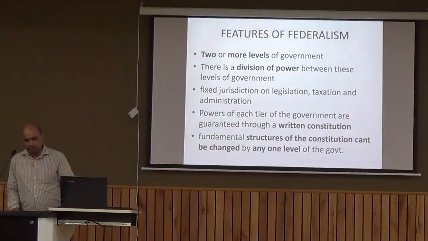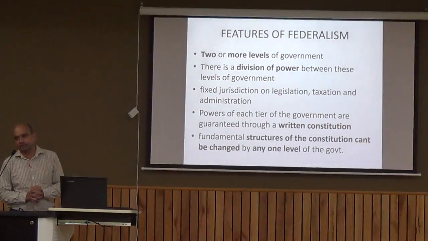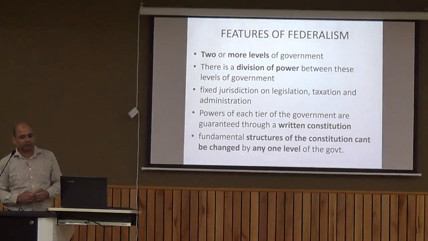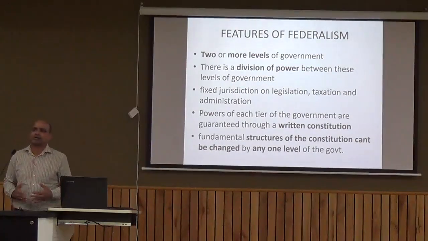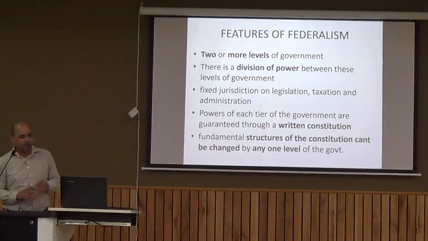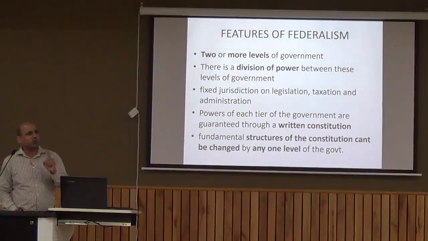Now we'll discuss the features of federalism. We have discussed the definition of federalism a little. Now we'll find out what exactly makes a federal country. Let me point out these specific features. One, there must be at least two or more levels of government in the country. A minimum of 2 levels has to be there, otherwise you cannot call it a federal country.